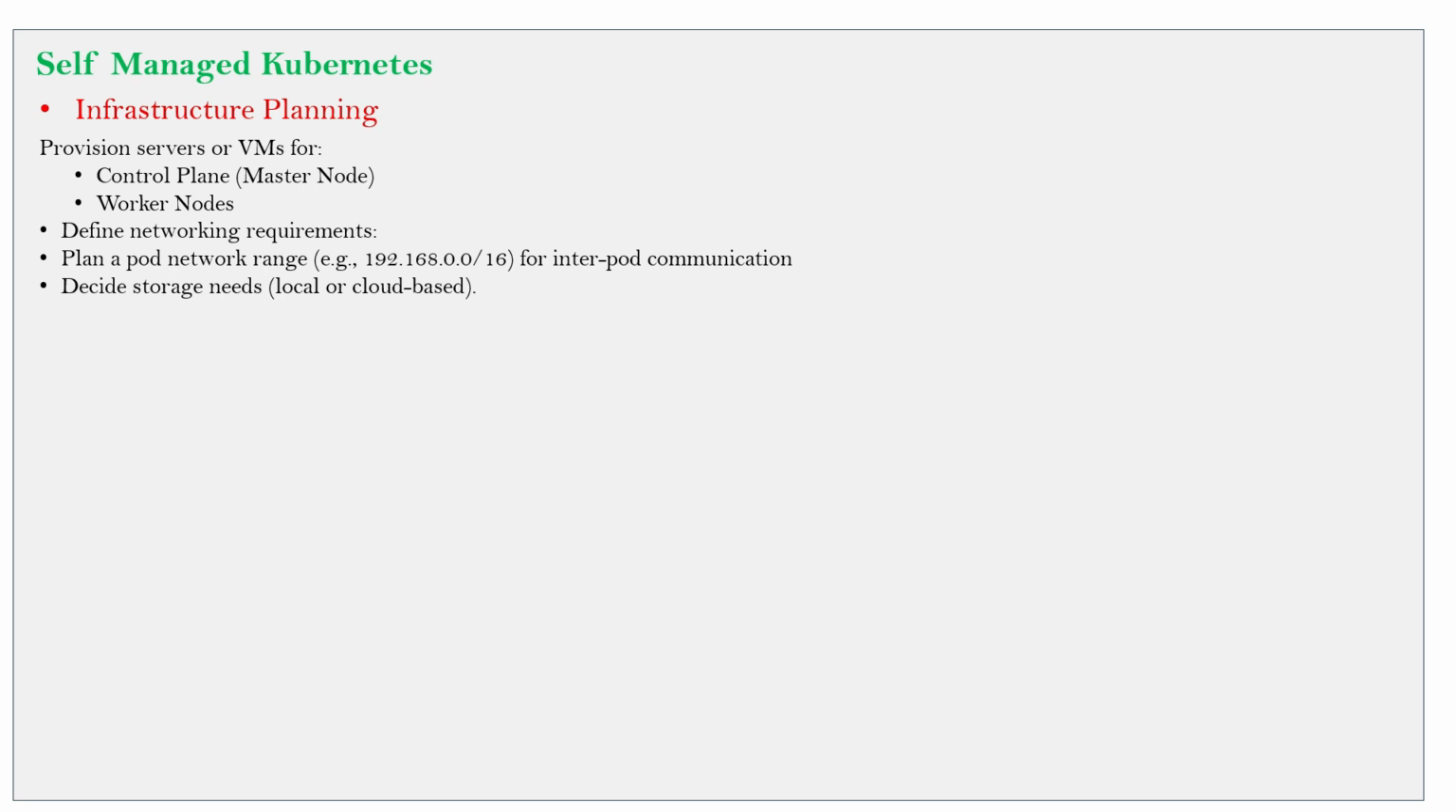Then you have to define the networking requirements for your machines or virtual machines. Then plan a pod networking range for inter-pod communication. You have to make sure that sufficient CIDR or IP addresses are available for all of the pods that you are going to create on your Kubernetes worker nodes. Then you have to define the storage, how much storage is required for your machines, or for the Kubernetes cluster. So these are the basic infrastructure requirements. There are a lot more things that you have to take care of when you go for infrastructure planning in on-premise or self-managed Kubernetes.